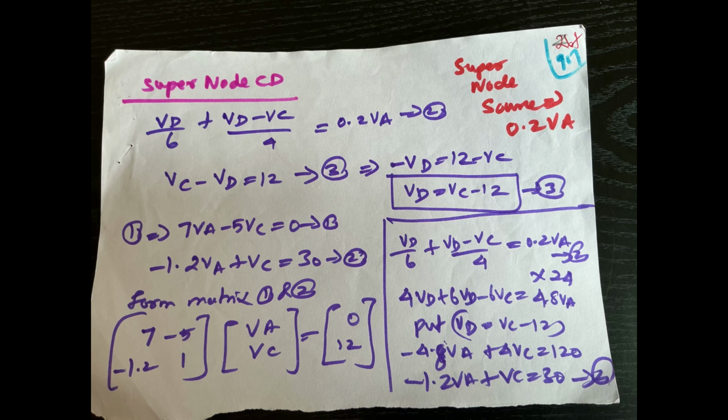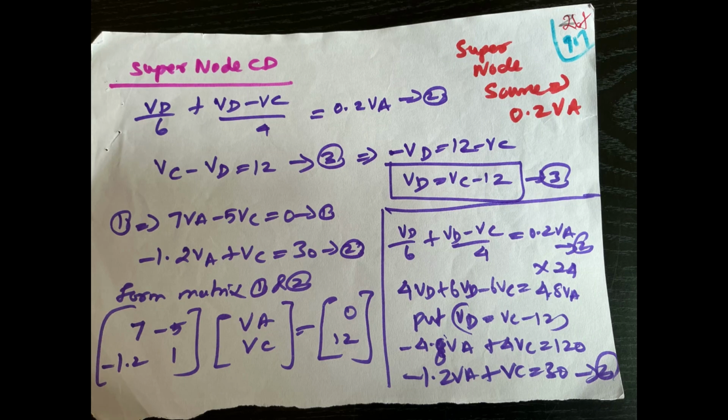From the first and second equations we find 7 VA minus 5 VC is equal to 0, the first equation, and minus 1.2 VA plus VC is equal to 12, the second equation. From the first and second, form the matrix: 7, minus 5, minus 1.2, 1, times VA, VC, is equal to 0, 12. B is the reference point, that is, the reference point voltage is 0 volt, so it is not calculated. VA and VC are calculated only in this method. Solve the equations.